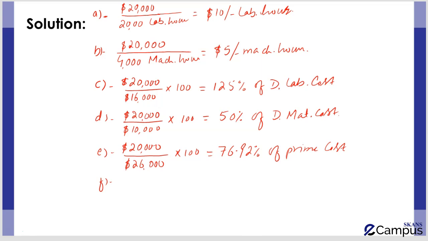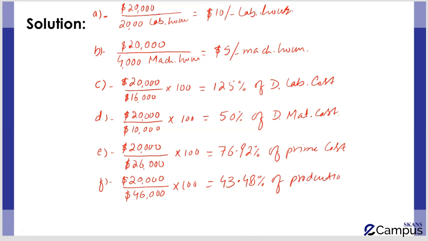In F, we are going to calculate the overhead absorption rate by taking production cost as an activity level. So it would be 20,000 production overheads divided by production cost, which is 46,000, the sum of prime cost and production overheads. So the overhead absorption rate would be 43.48% of production cost.